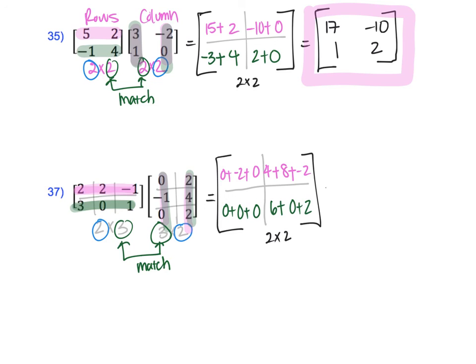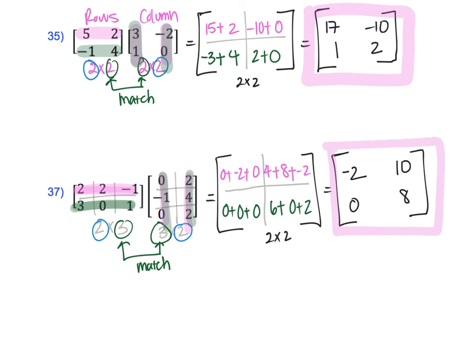So if I were to clean this up here, it looks like in my matrix I have 0 plus -2 plus 0 is a -2. 4 plus 8 is 12, plus a -2 gives me a 10. These are all zeros being added, so that's just going to be 0. 6 plus 2 is 8. And that is pretty much all I can do here. So this is my final answer.